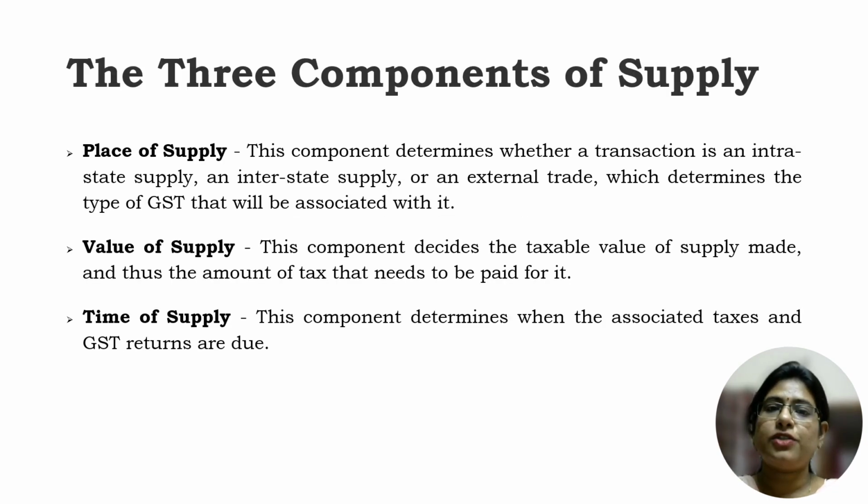A supply under GST has three attributes that are used to calculate the tax owed for that transaction: place, value, and time. Place of supply determines whether the transaction is intrastate or interstate. The value of supply determines the taxable value of the supply made. And the time of supply determines when the associated taxes and GST returns are due.